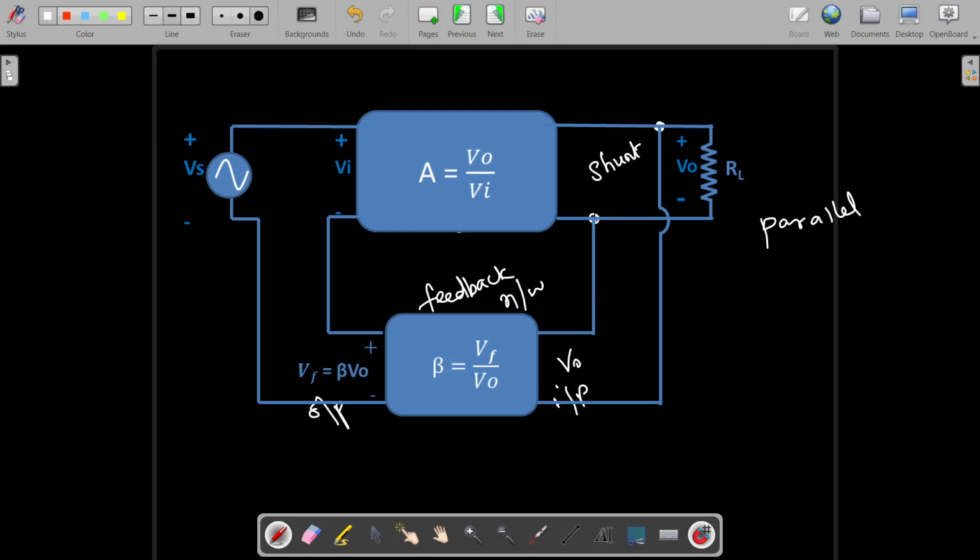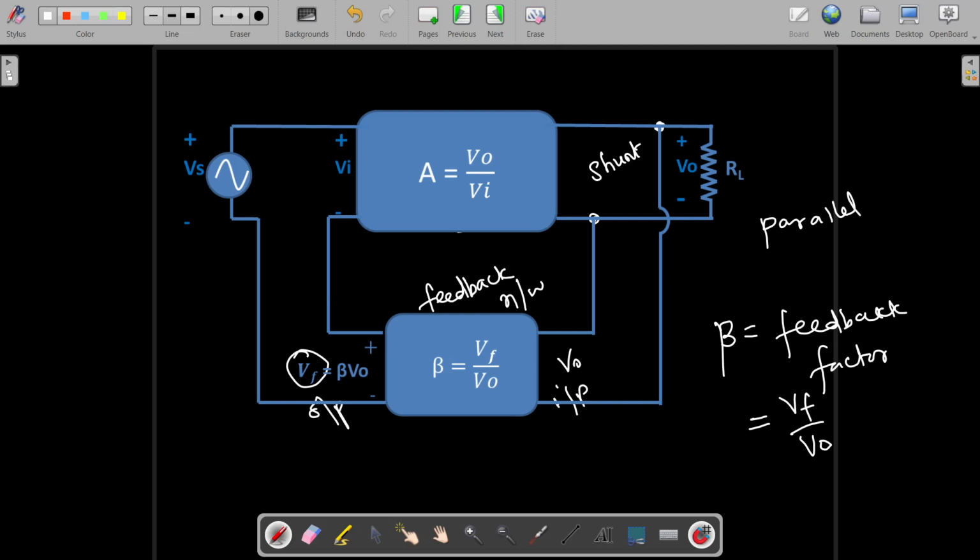You take the parallel connection and give it as the input to this feedback network, and this feedback factor is taken as beta. This is your feedback factor, a word mentioned in your problem. Beta is output by input, so beta is Vf divided by V naught. This is how we decide.